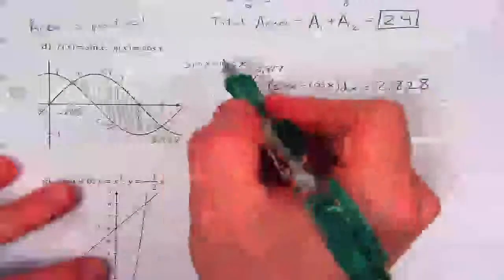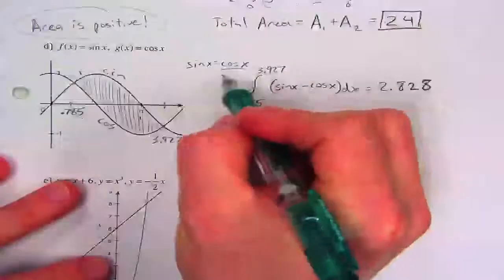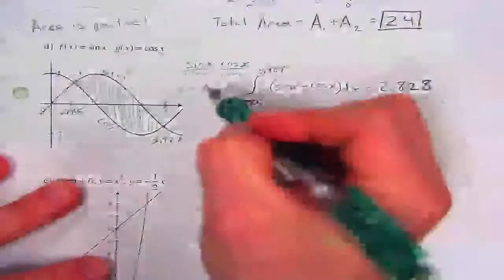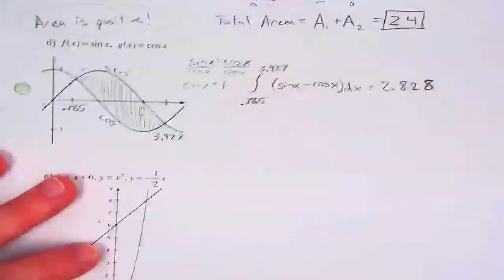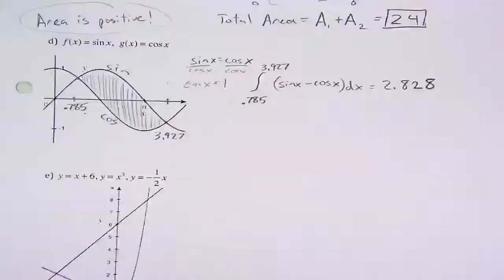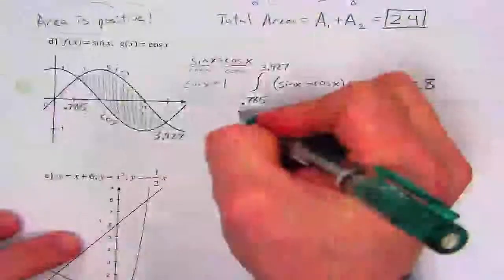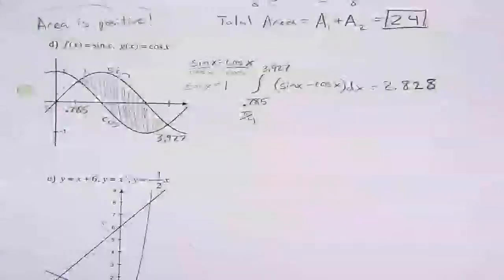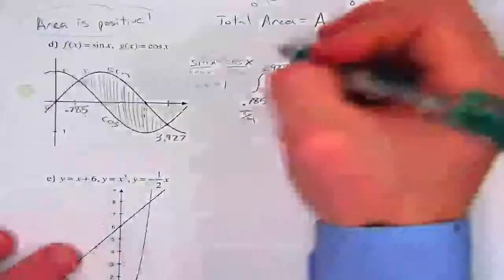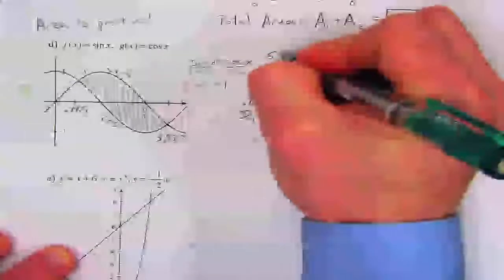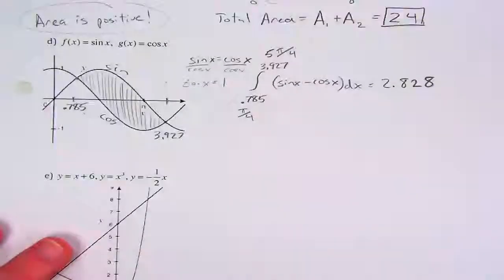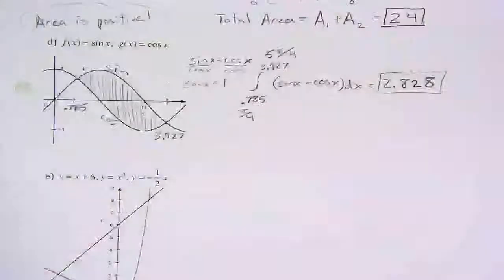So if you wanted to solve this, let me just show you how you do it by hand. You divide by cosine x. Sine x over cosine x is tangent x. Cosine x over cosine x equals 1. Do you know where tangent x equals 1? X is 45 degrees. So pi over 4 would be one of them. And then the other happens every 1 pi, so this one would be 5 pi over 4. And then you could actually find the real integral, but 2.828 is good enough for our purposes.